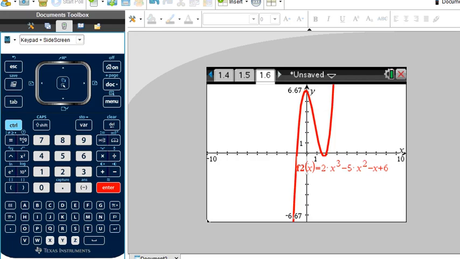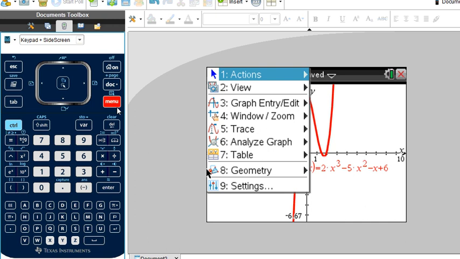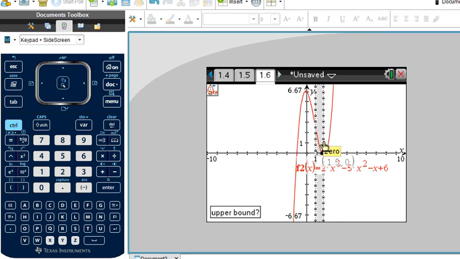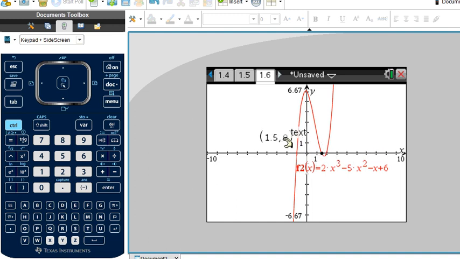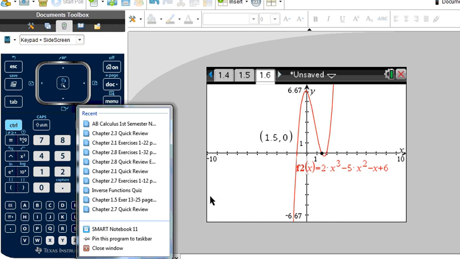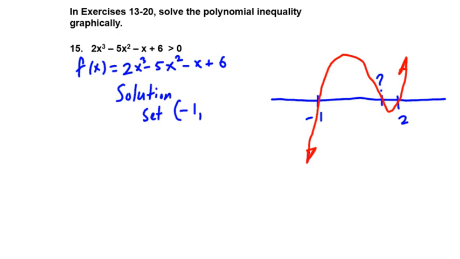Go back to the calculator. We go to menu, analyze graph, 0, and here we go to the left, that 0, and to the right. Looks like we have a 0 of 1.5. So that's 1 0. That's going to go from -1 to 1.5. Or we call it 3/2.